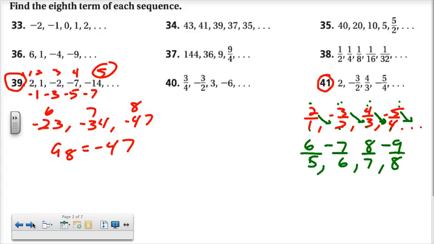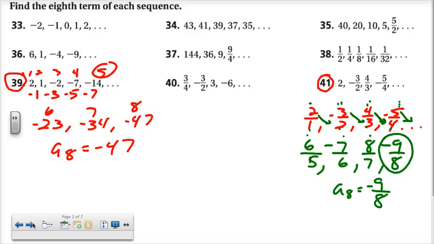So we had 1st, 2nd, 3rd, 4th, 5th, 6th, 7th, 8th term. So lots of different ways to notice sequences and how they've been generated. As long as you can get the one that you need, that's what's going to be important.